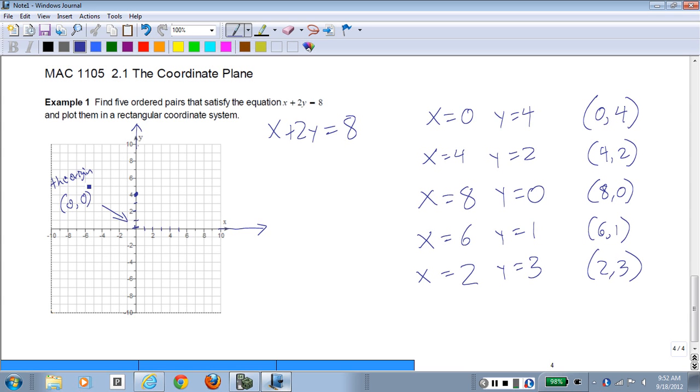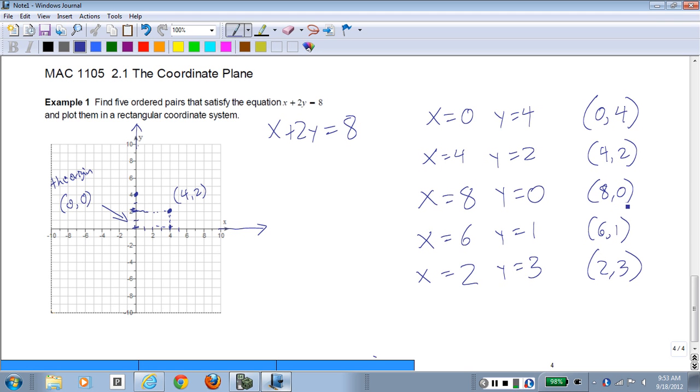4, 2. If I want to plot the point 4, 2, I need the point that corresponds to x equals 4 and y equals 2. So you can think of it as starting at the origin and going 4 to the right and 2 up. Or just think of it as finding your way to the point 4, 2 and noticing that the x value on the x-axis below that is 4, and the y value to the left of that is 2. So there's the point 4, 2.